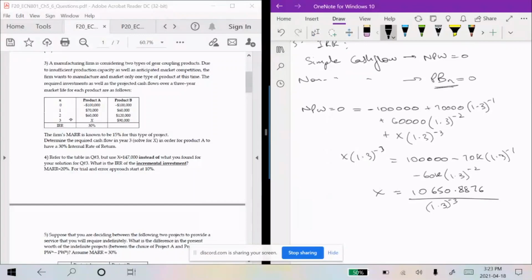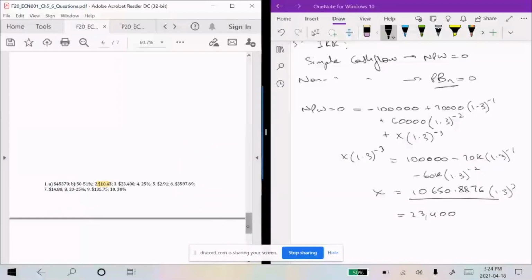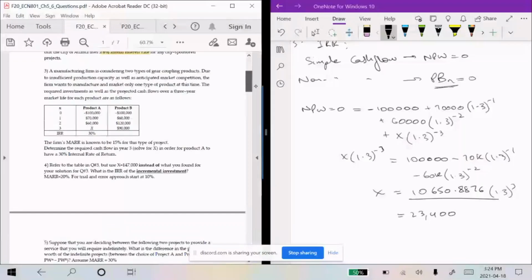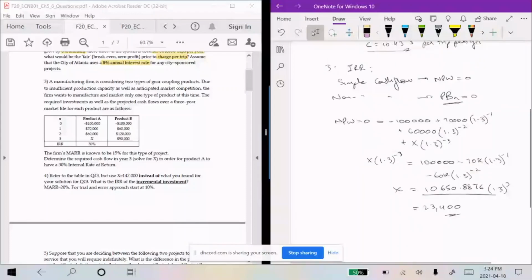Now you take this 1.3 to the power minus 3. So you can just take it to the numerator, and it'll become 1.3 to the power 3. Get this as 23,400. Let me check if that's right. Yeah, the third one is 23,400. That's how you solve for X in the cash flow. Anyone has any questions in this?